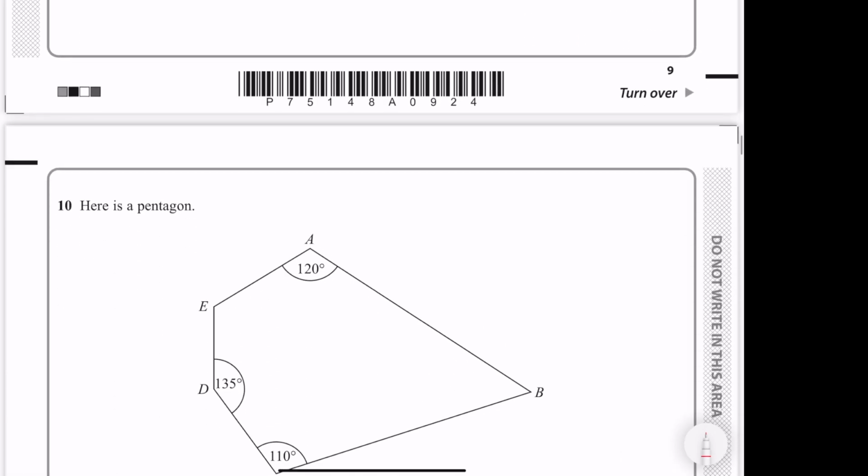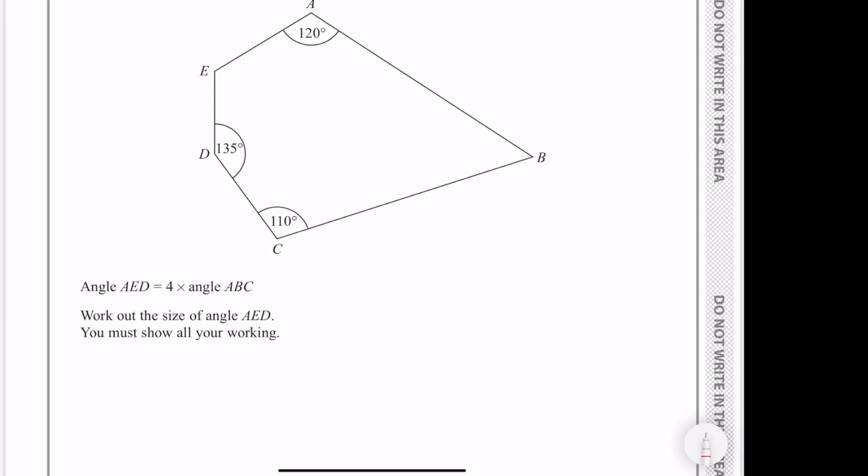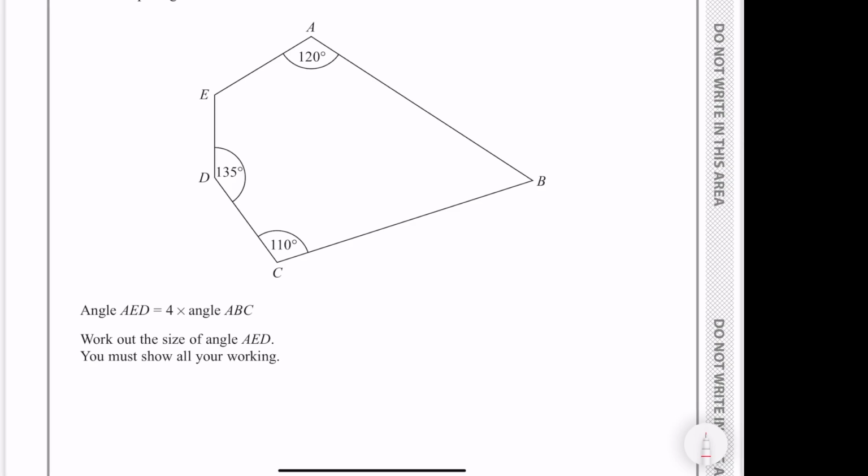Alright, so we move on to question number 10. Here is a pentagon, so the total of the angles inside the polygon, or interior angles, is 540 degrees. To find it, you have to do the formula 180 multiplied by n minus 2, n equal to 5 because it's a pentagon. So just do 180 multiplied by 5 minus 2, which is 180 multiplied by 3, and that is 540 degrees.